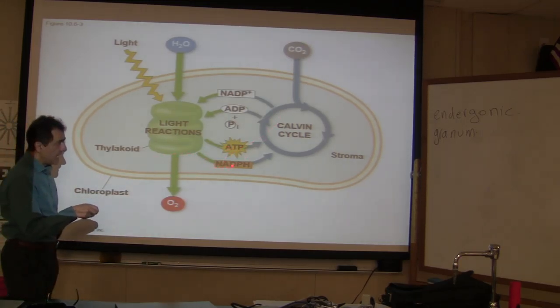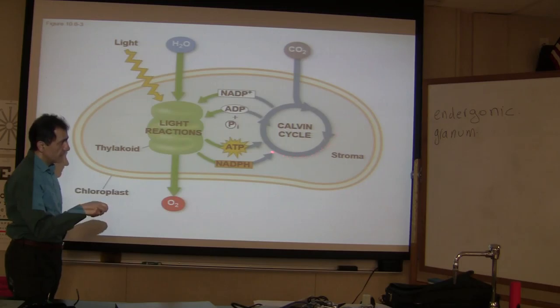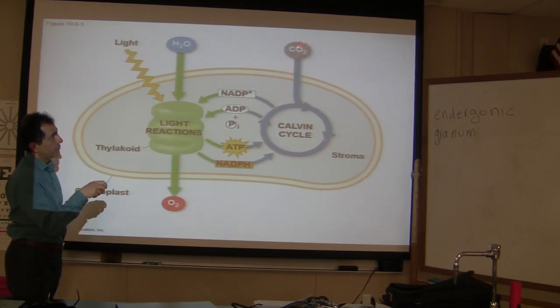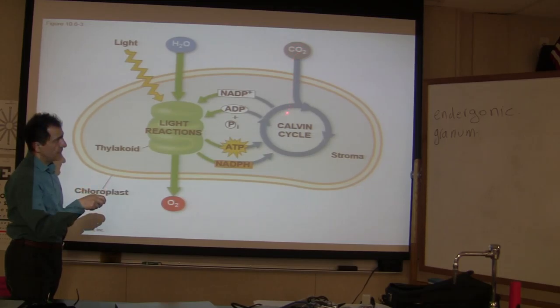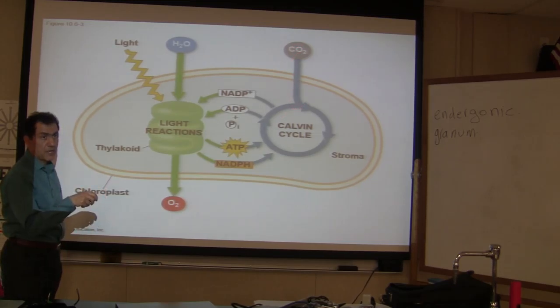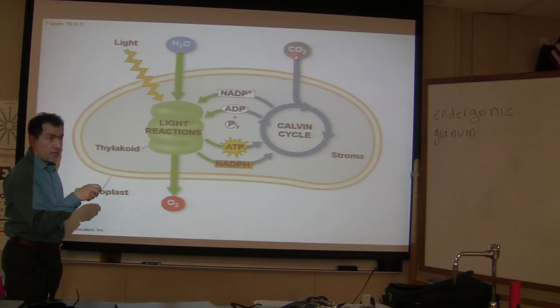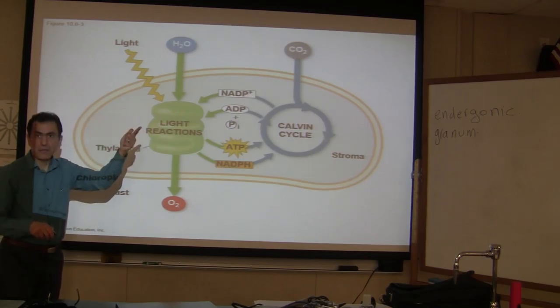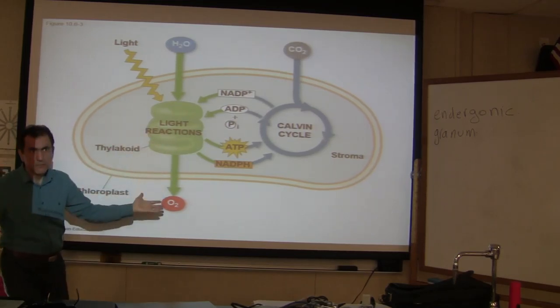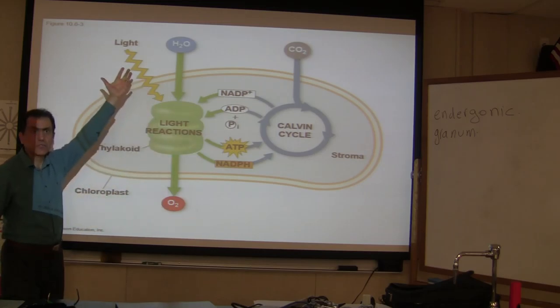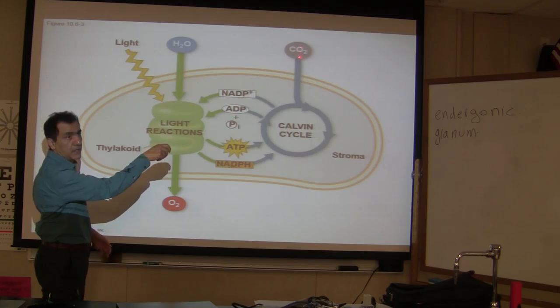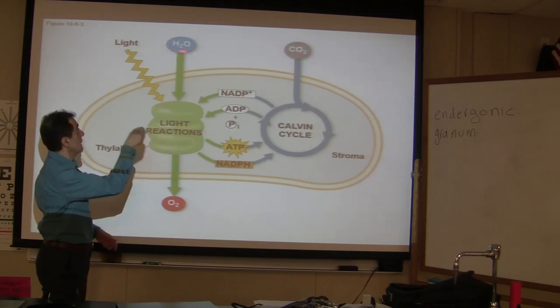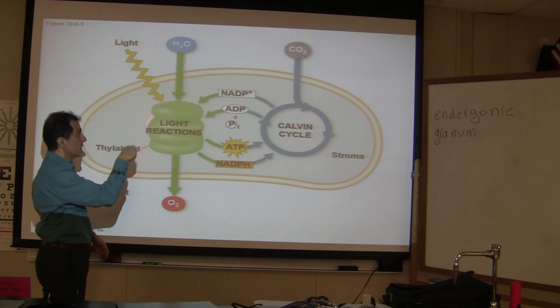ATP and NADPH go through the Calvin cycle. You're going to learn some details of the Calvin cycle, not too much. And then, of course, carbon dioxide comes from the atmosphere. Carbon dioxide is available to the plants at night and during the day. Am I making some sense? It's in the atmosphere, so it is available at night or during the day. The only thing that is not available at night is this one, so this one does not occur.